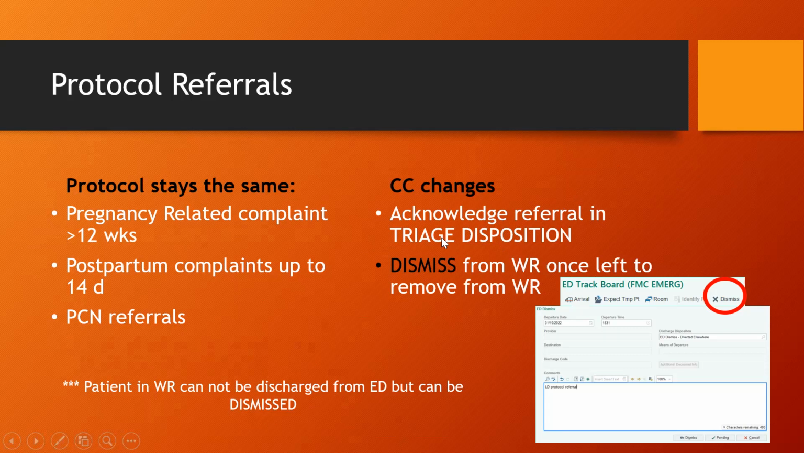So we need to refer them in our triage disposition, which I'm going to show you in the play environment. You're actually going to send a disposition, to L&D referral or PCN RN referral, to your PCN. And then you need to dismiss them from the waiting room. So when you go up in your trackboard and hover over your patient, you're going to see this dismiss button. Instead of a discharge button, you'll dismiss that patient and put as for ED dismiss, diverted elsewhere, and you can say for L&D protocol and then dismiss that patient. That will take them off the trackboard.